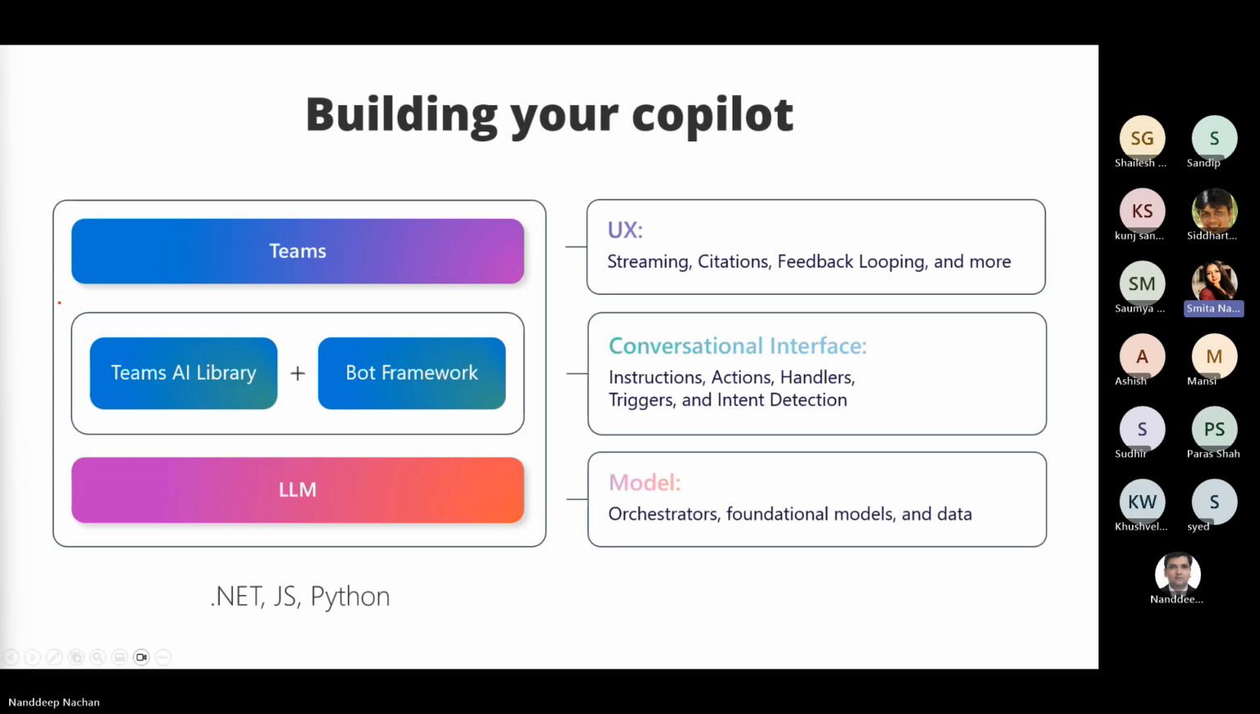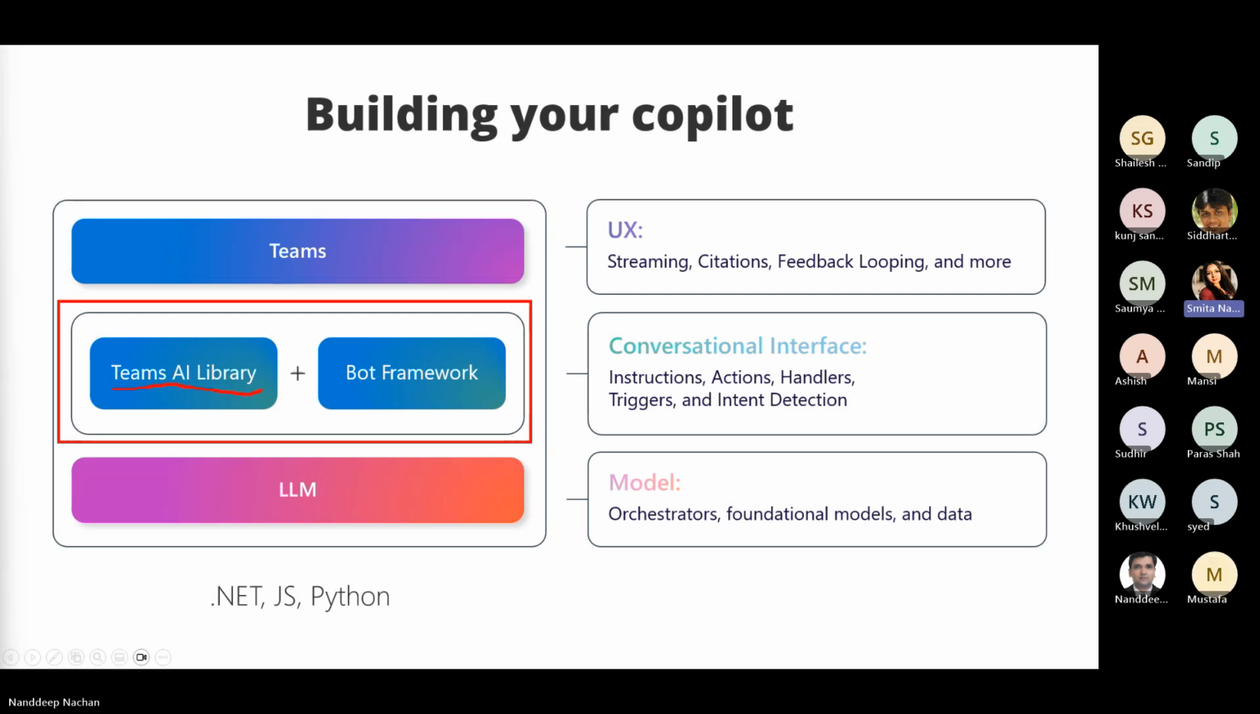The second one is the Teams AI library and the bot framework. The Teams AI library is a set of capabilities specifically designed to work within the Teams environment, helping to build the intelligent responses and manage the conversations. The bot framework is the Microsoft tool for building conversational agents. It enables the Copilot to handle the dialogue flows, respond to user messages, and integrate with the Teams features.